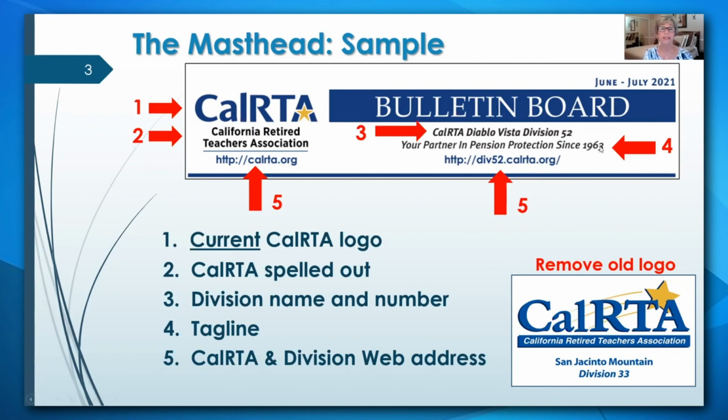They added "since 1963," that was when this particular division was established. And last, number five, we have the state CalRTA website link, as well as the division website link. Now, 5 items, all in the masthead. So take a look at your division newsletter masthead, maybe consider making a few adjustments. I've adjusted mine twice already to include more of these elements, and you might be able to do the same.